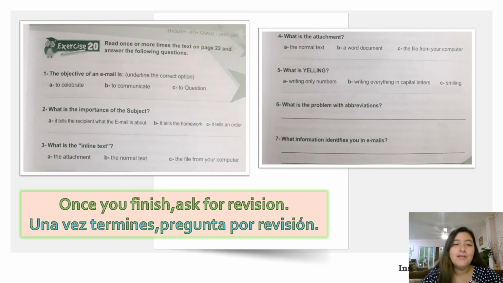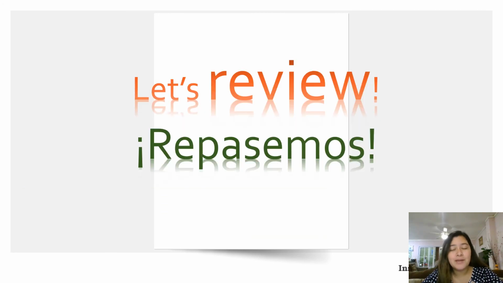Exercise 20. Read once or more times the text on page 22 and answer the following questions. Lee una vez más o las que sean posibles el texto de la página 22, que son los 5 tips que acabamos de leer. Luego que finalices de hacerlo, responde estas 7 preguntas. Once you finish, ask for revision. Una vez termines, pregunta por revisión. We are going to continue. Vamos a continuar. Let's review. Repasemos.